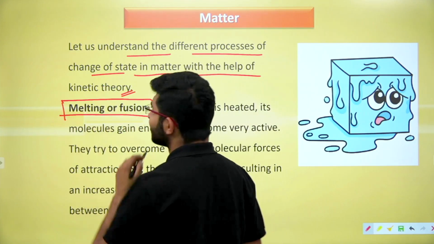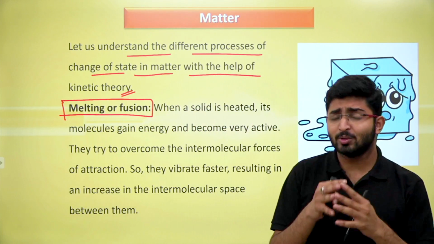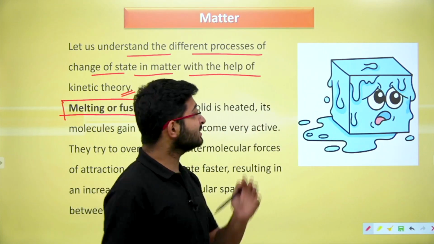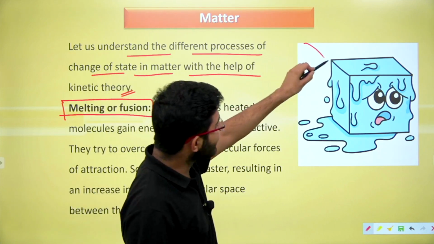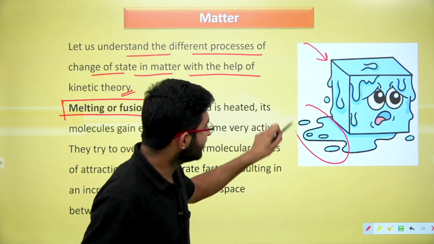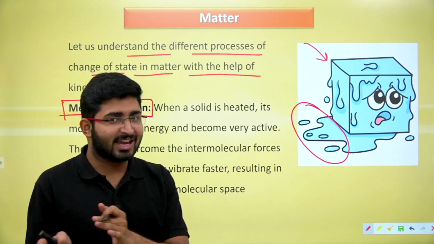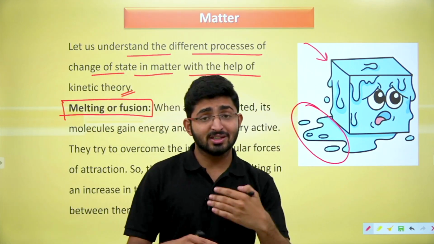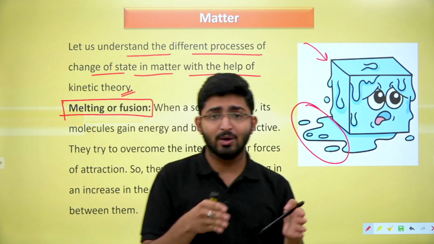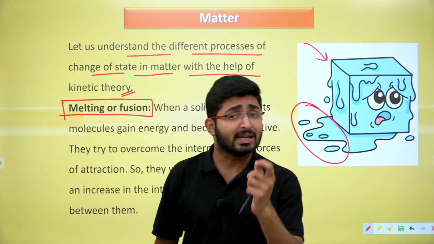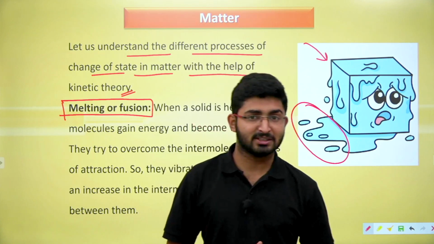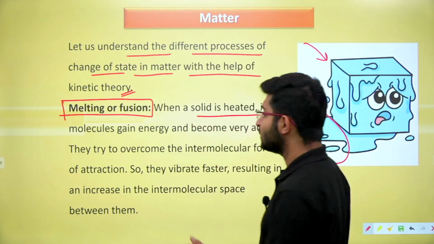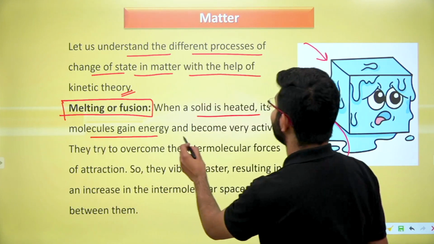In the previous classes or in the lower standards, I hope you have studied what is melting and what is fusion. As you can see in the image, there is an ice cube which is melting. It is changing its state from the solid to the liquid, which means that there is a change in the kinetic energy of that particular state of matter. It is written here: when a solid is heated, its molecules gain kinetic energy and become very active.